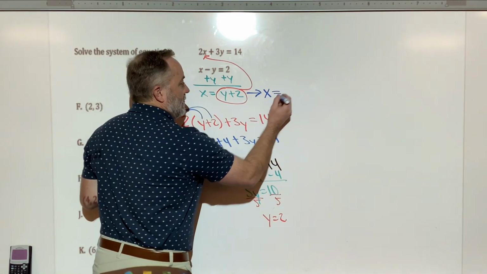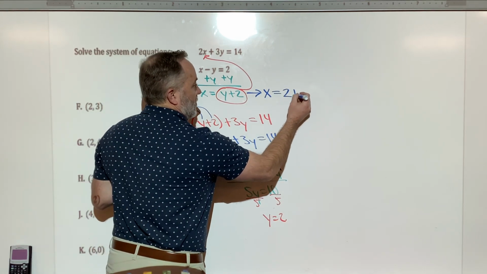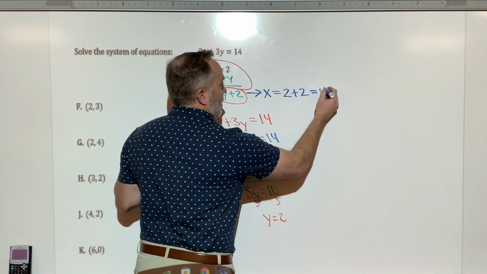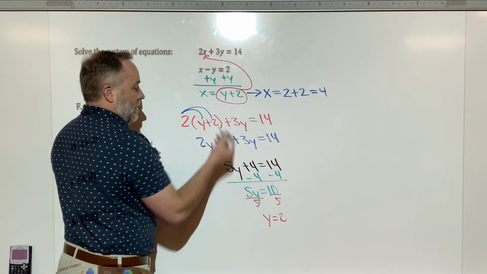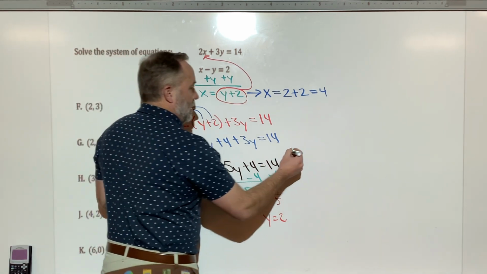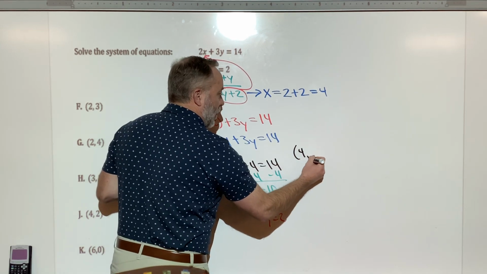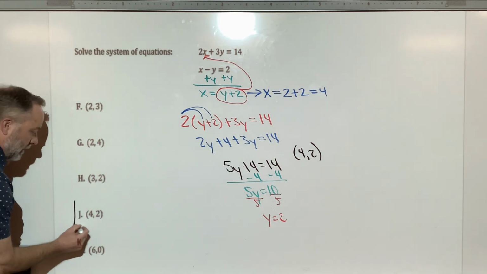So x is equal to y plus 2, but y is 2, so we just substitute in for y, and we get x is equal to 2 plus 2, which is 4. So the place that these two equations are equal, or the solution to this system, is at the point x comma y, which is 4 comma 2, and we can find that in selection J.